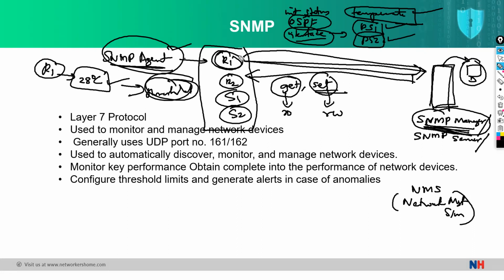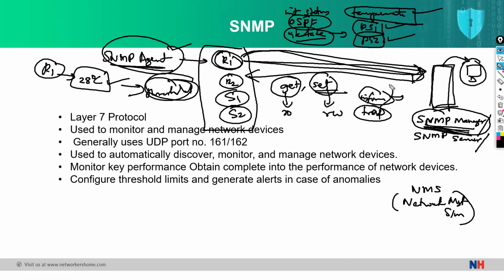And in return, the SNMP agent, as I told you, can send this information back to the manager. To send the information back to the manager, it can use the message called inform message, or the message called trap message. Inform and trap are almost the same thing. The difference is that trap is an unreliable message, while inform is a reliable message.